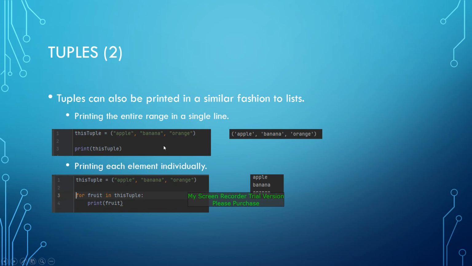Okay, so same as with lists, there are two ways. The first one is we can print the entire tuple, or we can access every item individually. So for this one, I just said for fruit, but we can name this anything. For i, for row, this doesn't matter. It is just for Python to keep track. So we give the variable a name. I called it fruit in this tuple. Then I just print fruit. Then I get the results apple, banana, orange.